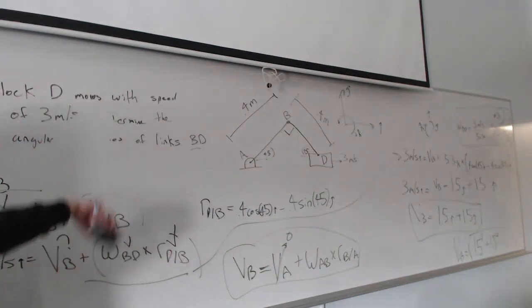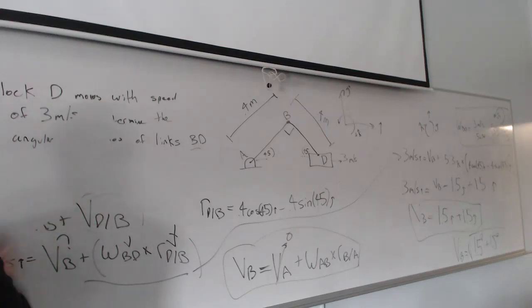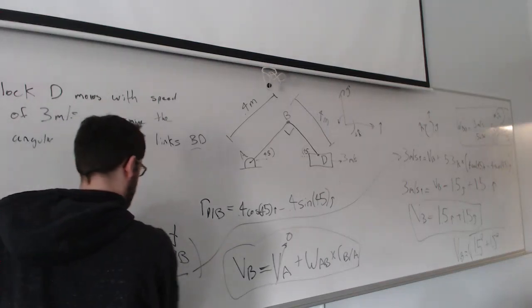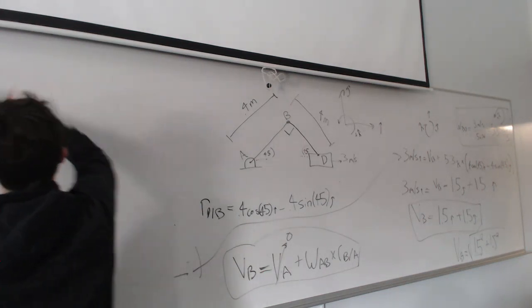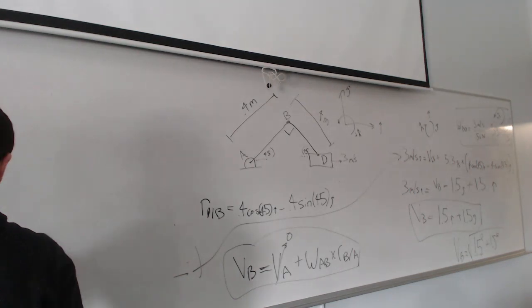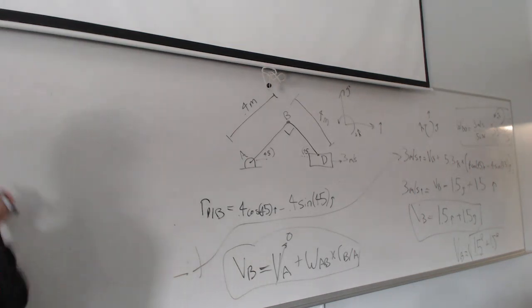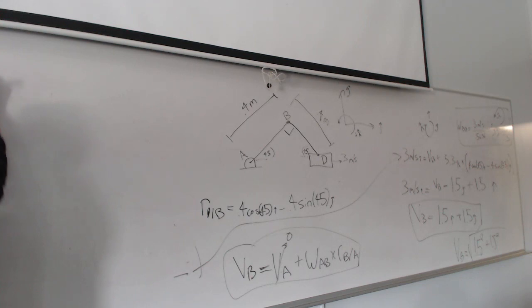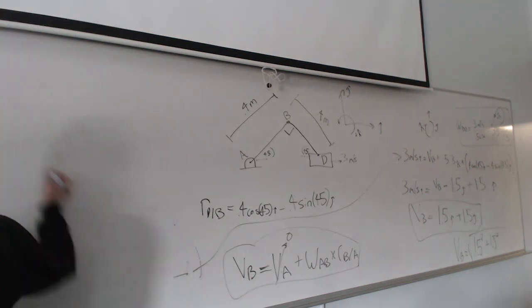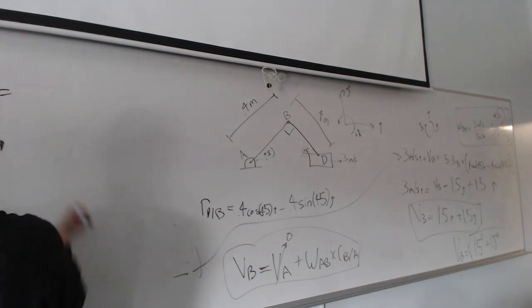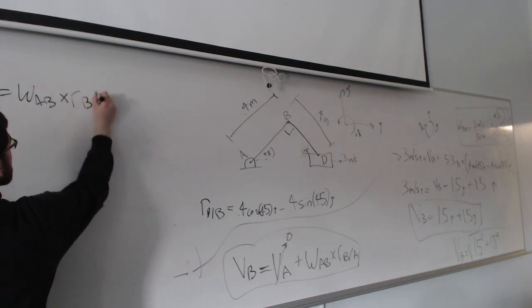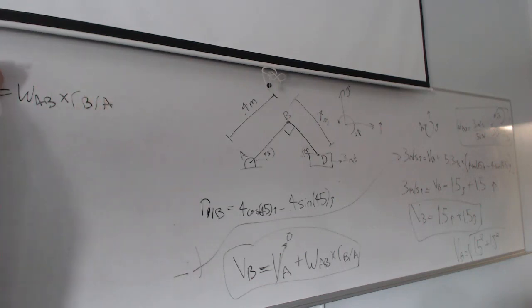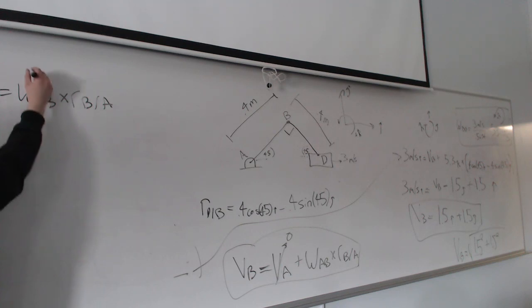Can I erase this? Last step. Now that I know the velocity of B, I'm using the equation we started with: angular velocity AB crossed with the position vector of B with respect to A. I have the velocity from right over there.